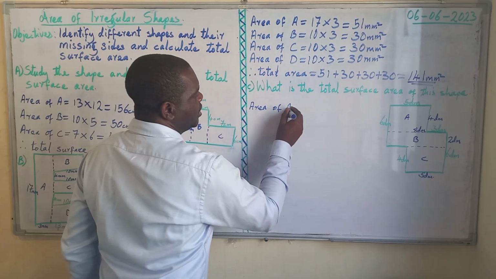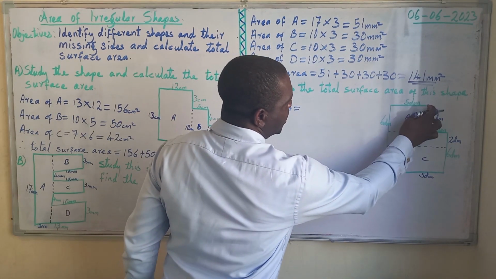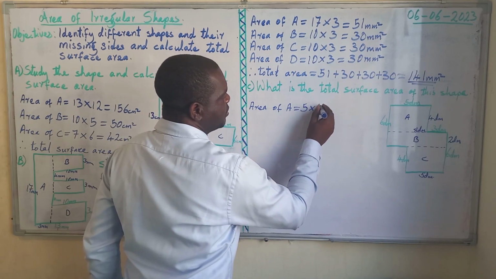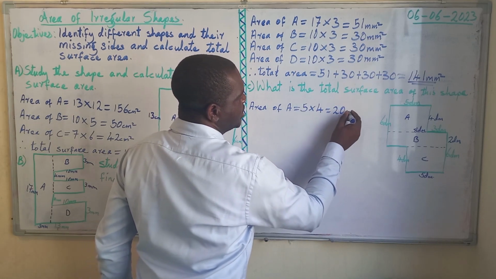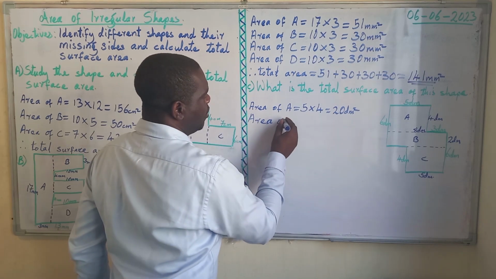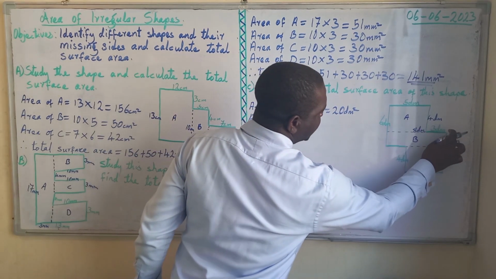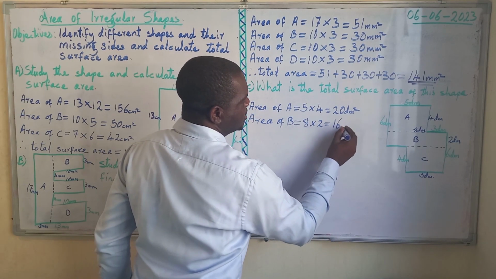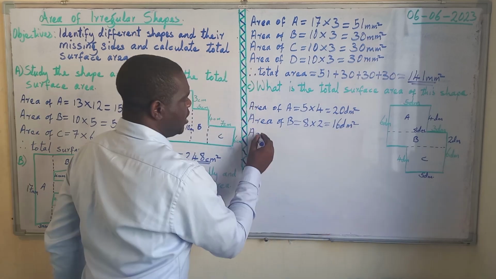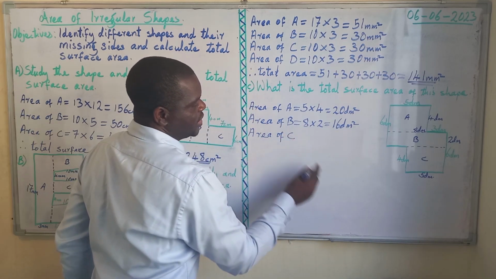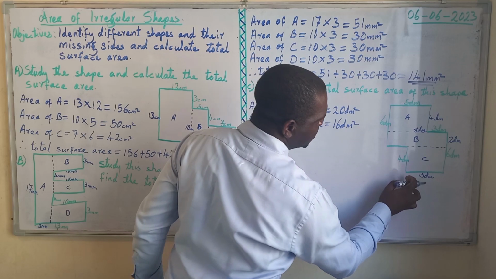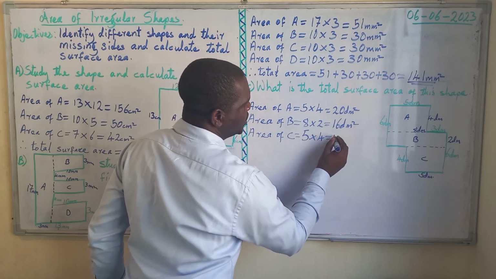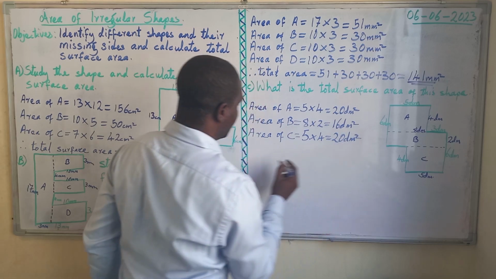Area of A. A is a rectangle. There is a longer side, which is 5, and there is a shorter side, 4. 5 times 4, which is 20 decimeters square. Area of B. B has a longer side, 8, and a shorter side, 2. 8 times 2, which is 16 decimeters square. Area of C. C is identical to A, that is 5 by 4. 5 times 4, which is 20 decimeters square.